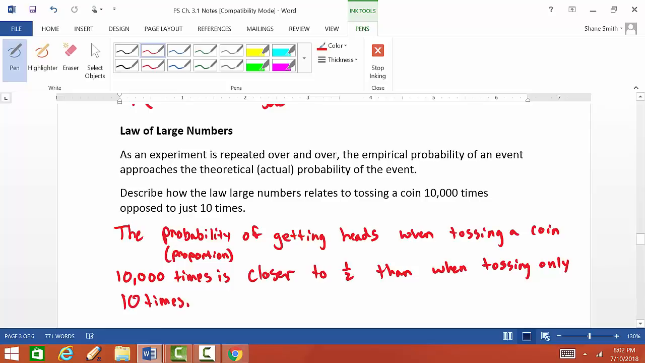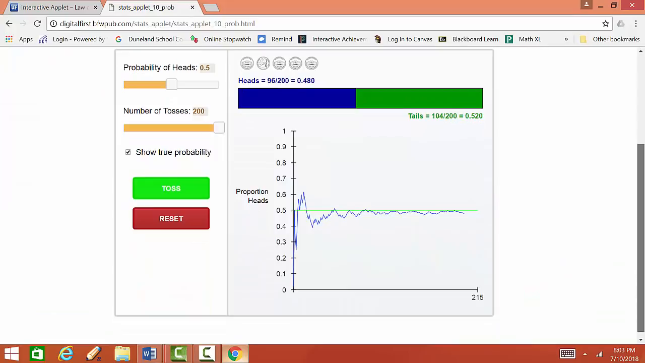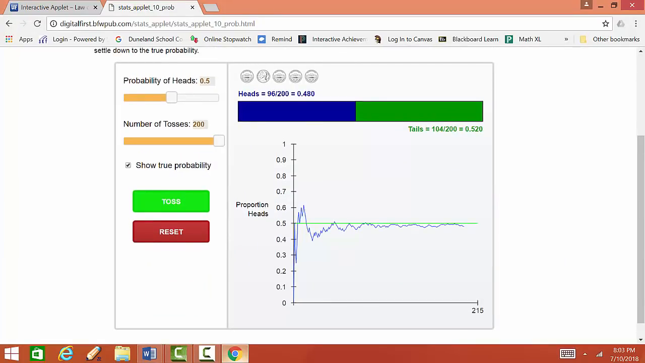And that's because there's more variance when you toss 10 times, right? If you're just one heads off when you toss a coin 10 times, well, that's a difference between 50% to 60%. However, if you are only one coin off when tossing 10,000 times, well, that's a much smaller error. And there's an applet here that I found, the tossing coin applet. And I'll post a link to this for you guys so you can play with this a little bit. But let's just toss a coin 10,000 times.